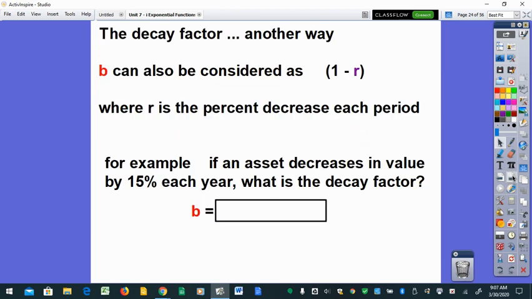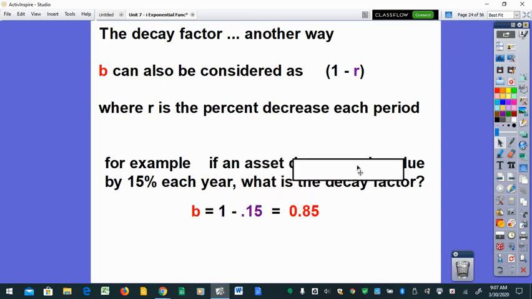So to get the decay factor, again, we've talked about this. The decay factor is 100% minus the rate at which it decayed. So if your population was dropping or your money was losing 15% each year, your decay factor is not 0.15. That's the amount you lost. The decay factor represents the amount you kept. So you take your 100%, your 1 minus the 0.15, and that would leave you with a decay factor of 0.85 or 85%. So if you lost 15%, you kept 85%.